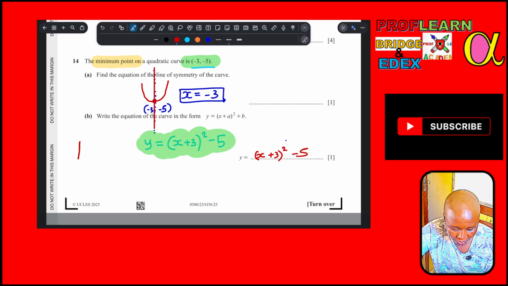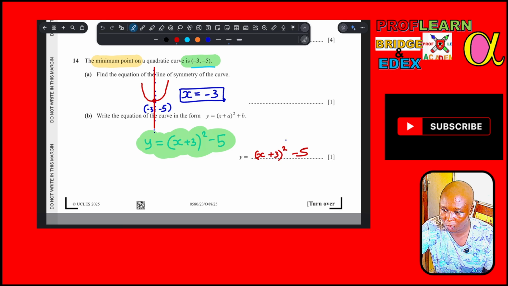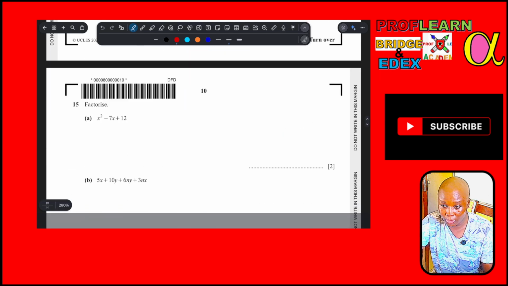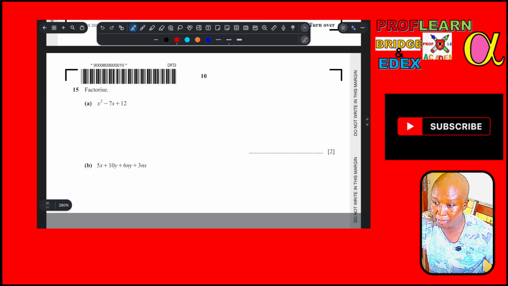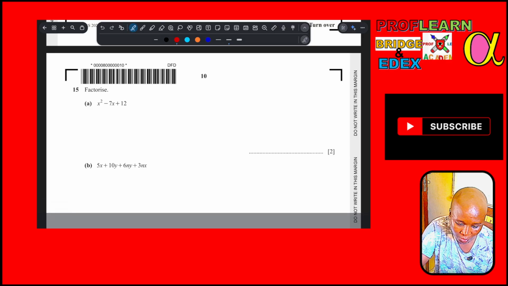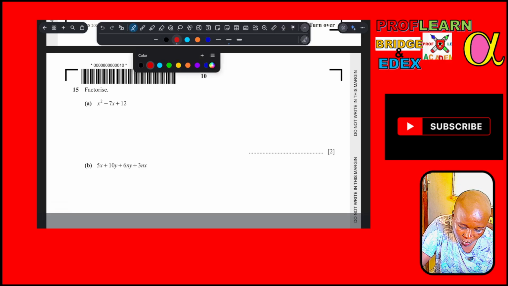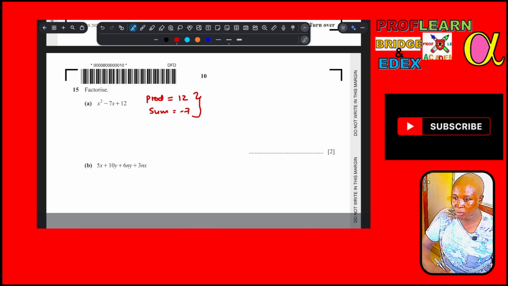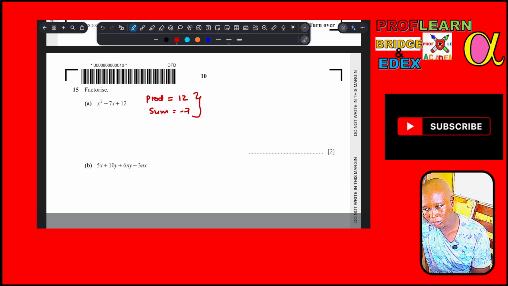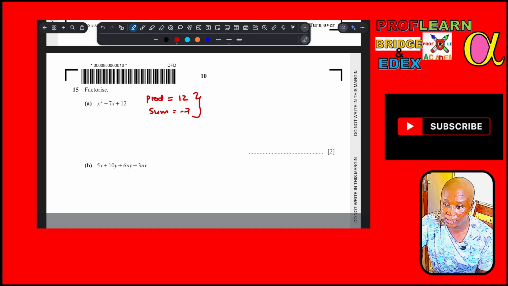Then let's move further so that we can see what other question was asked. The other question that was asked is about quadratic equation. And basically, you will have to meet such kind of questions in your exam, how to solve quadratic equation. So if you are to factorize this, we need two numbers whose product is equal to 12, but the sum of those numbers is -7. How do you go about that? What do you do in order to get such?